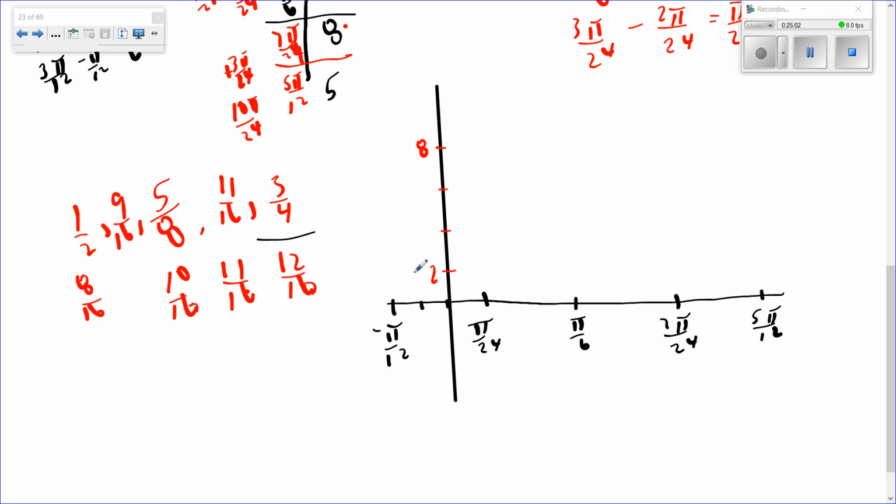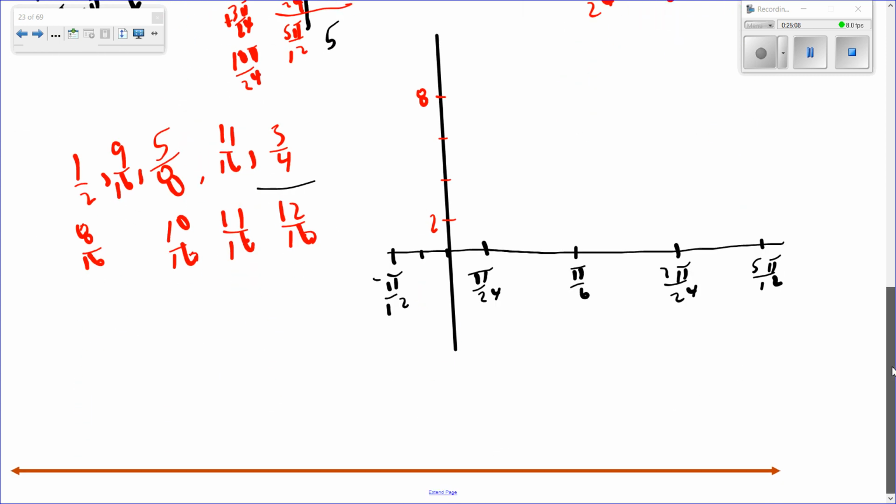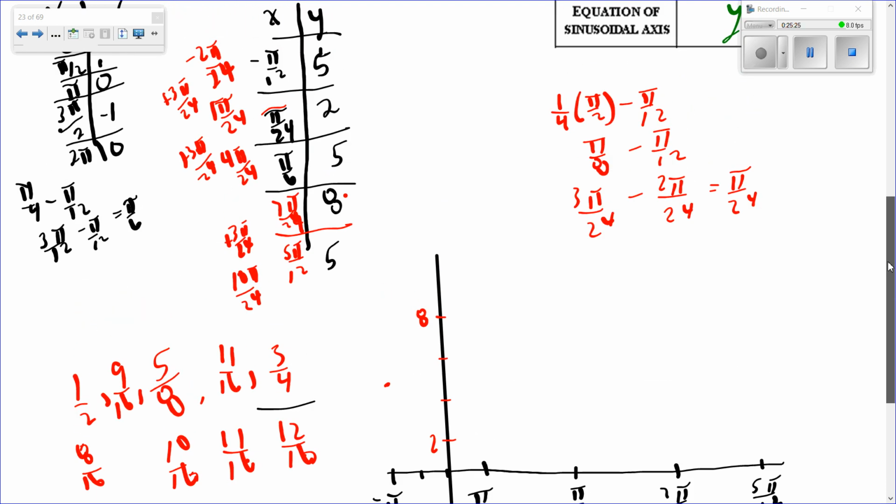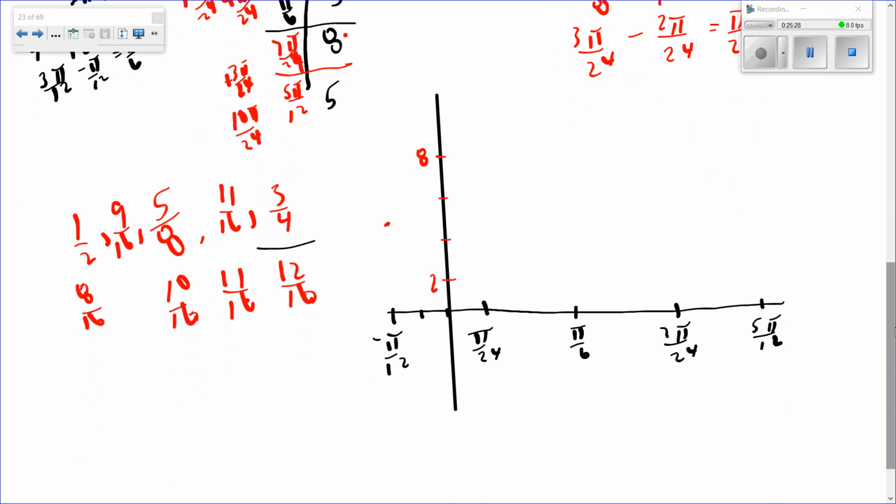Okay, so let's apply our points. The first point, negative pi over 12, is at a y value of 5. So I'm going to go up here. It is at, so that's 2, 4, so 5's halfway, approximately right there. Then the next one is at 8, I believe. Double check here. No, sorry, it's at 2. So pi over 24 is at the low point, 2. This one's back up at 5, in between. This one hits the high point at 8. And then this one comes back to the middle again, here.